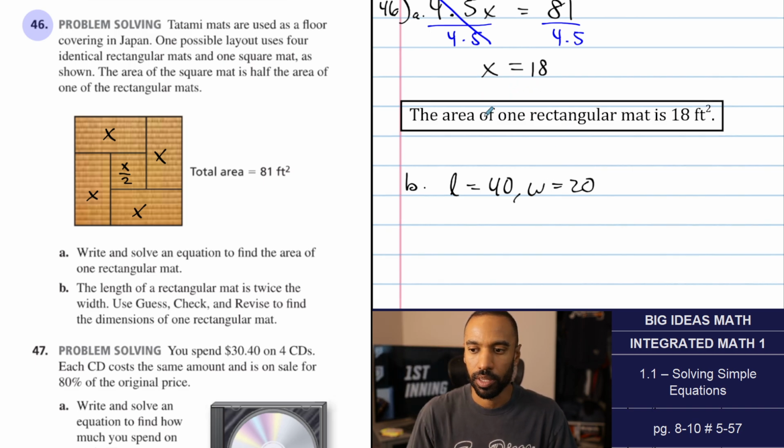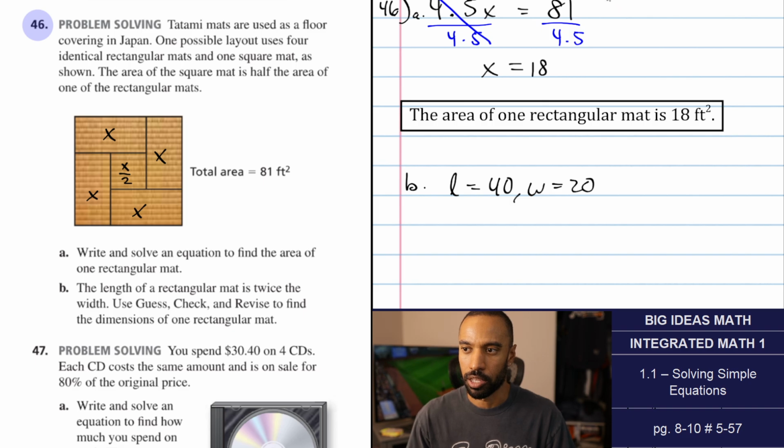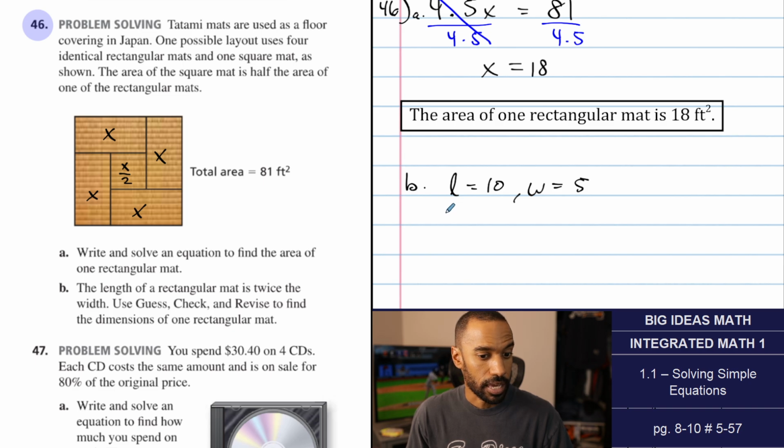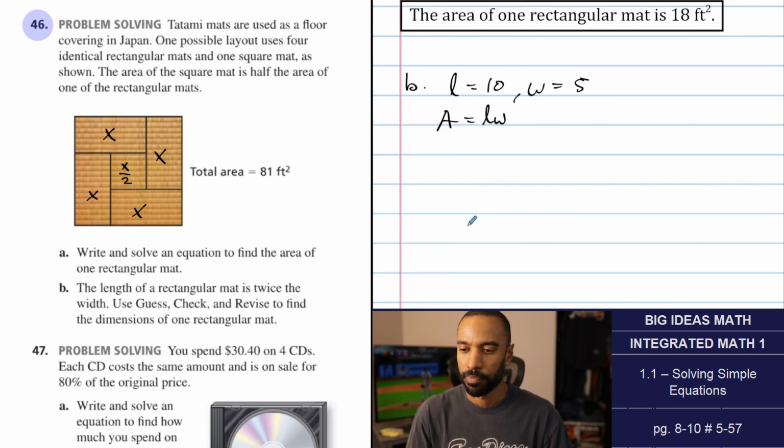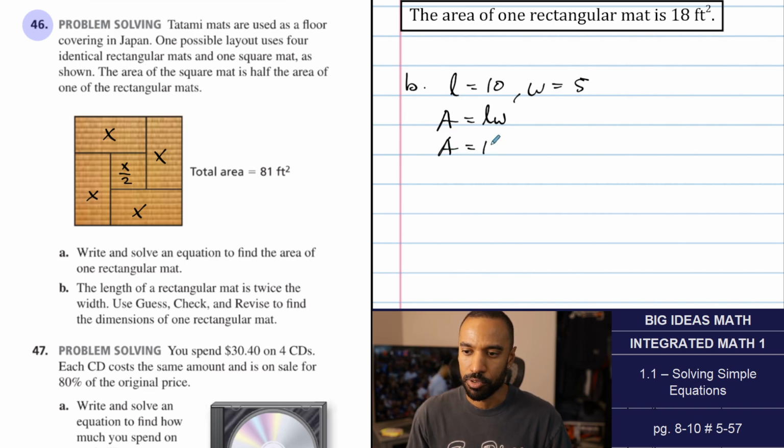So, because 40 times 20 is 800... Oh, okay, you know what? That's way too big. Let's try this. Let's try 10 and 5. So right here, the area of one of these is length times width, right? Area is length times width. So area would be 10 times 5, which is 50.